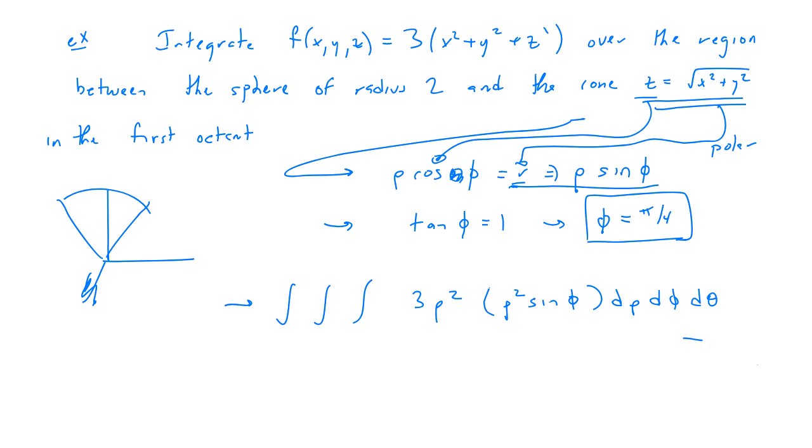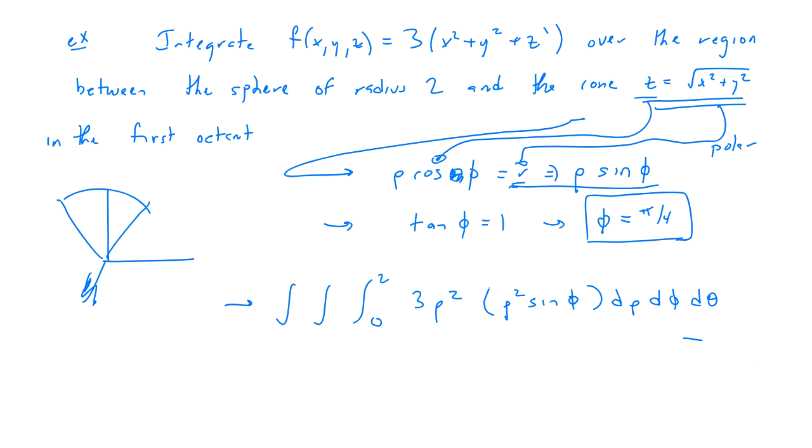And here you can see this is nice, it's an arc. So therefore, what are the limits for rho? Yes, x squared plus y squared plus z squared is always rho squared. So what are the limits for rho? Right, 0 to 2.